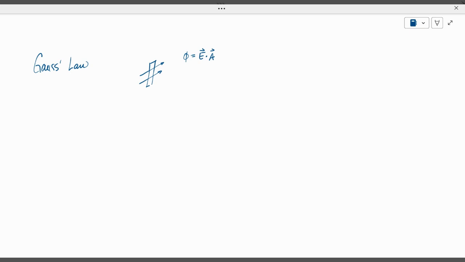But what happens if you want to know more? What happens if it is a non-uniform field? What happens if you have an object that has interesting shapes, dimensions, things like that? So let's just go real simple. What happens if we have a point charge? All right, so we got a point charge.